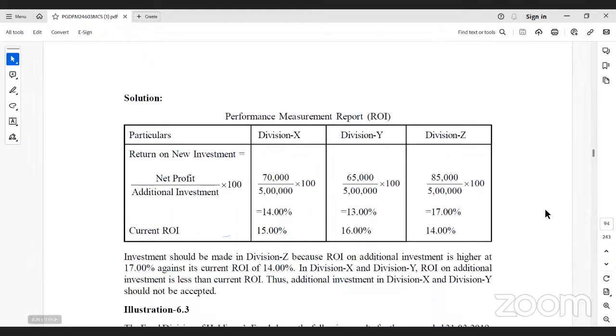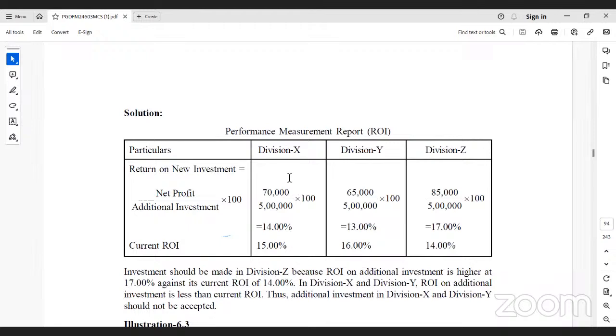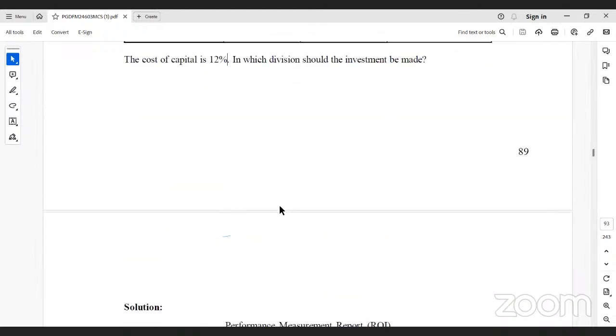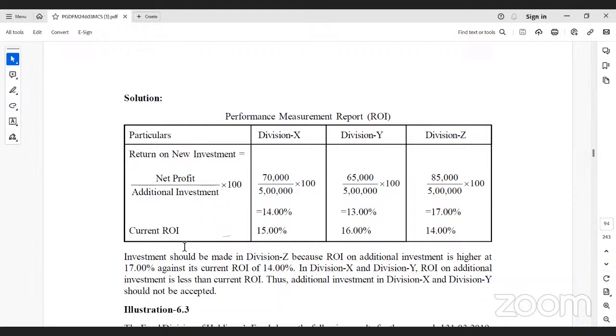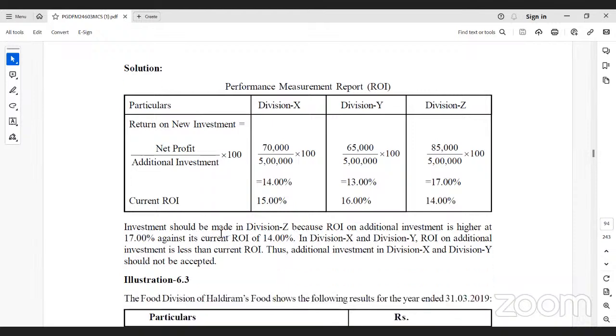Now we'll see the solution of this. It is 14%, 13%, and 7%. If the firm has to get additional capital at 12%, which one is getting what here? 16%, 15%, and 14%. The investment should be made in division Y because the ROI on additional investment is higher, at 17%. It is 17%, but against that the current ROI is 14%.